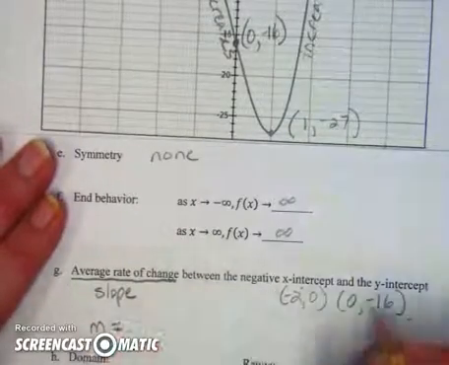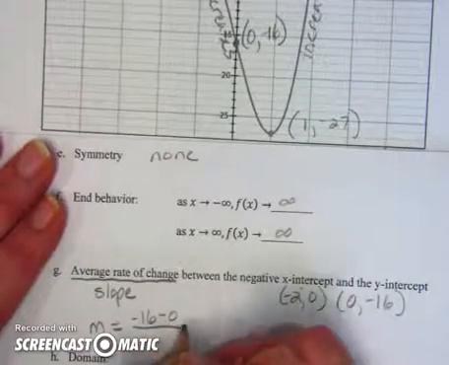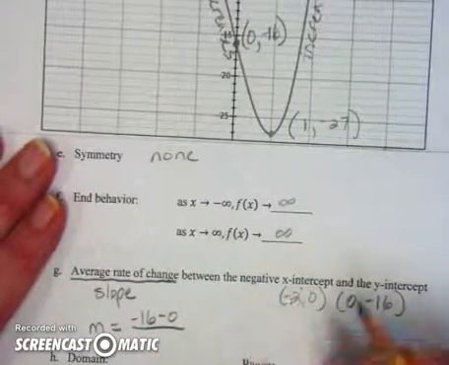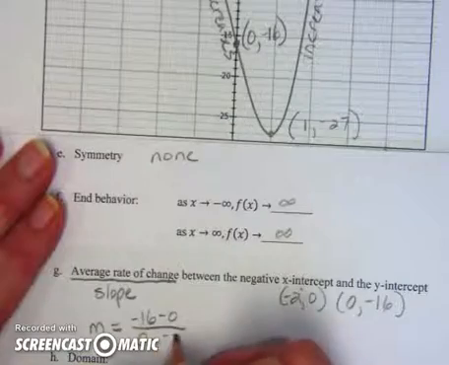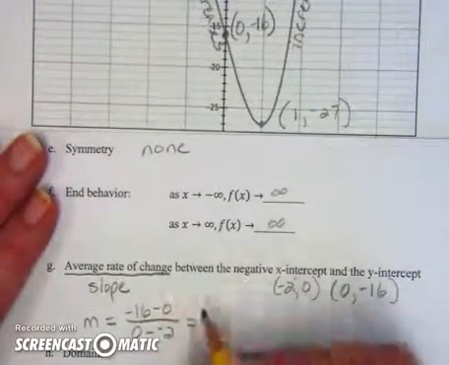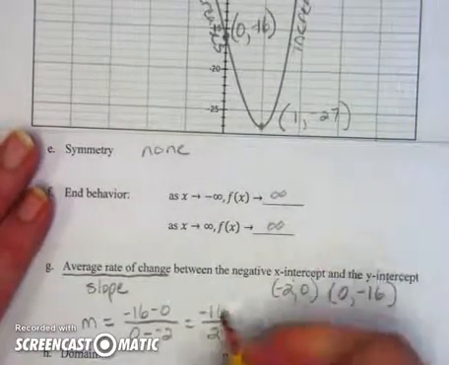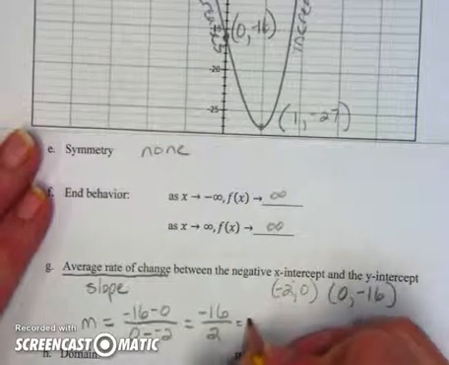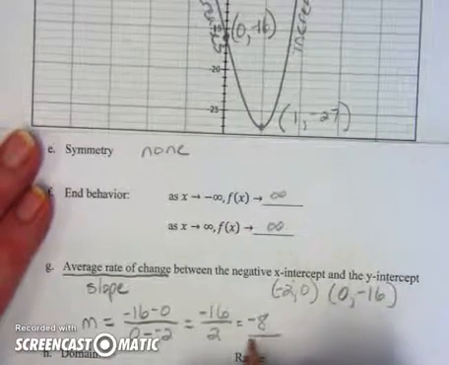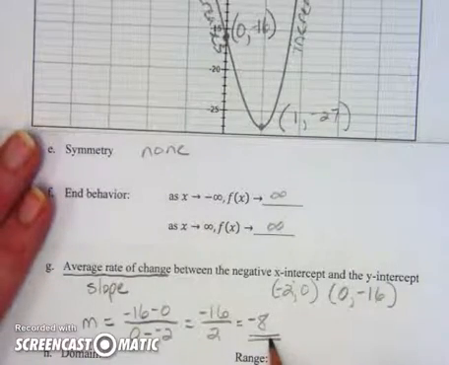So that is y2 minus y1 over x2 minus x1. So on top I have -16. On the bottom I have 2. And -16 divided by 2 is -8. So my average rate of change between those 2 points is -8.